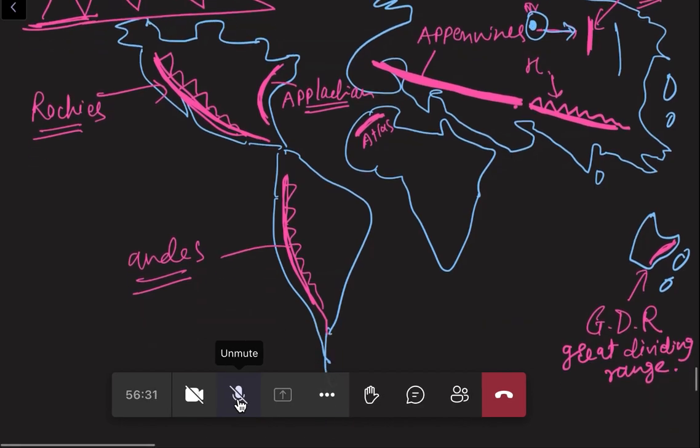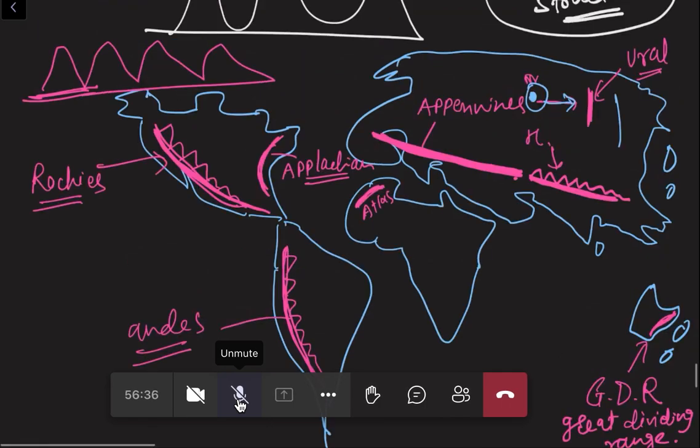So these are all fold mountains. We will see later on how these fold mountains are formed. But at this moment, just remember where these are located, what are the names of these fold mountains, and what is actually a fold mountain. We have discussed that.